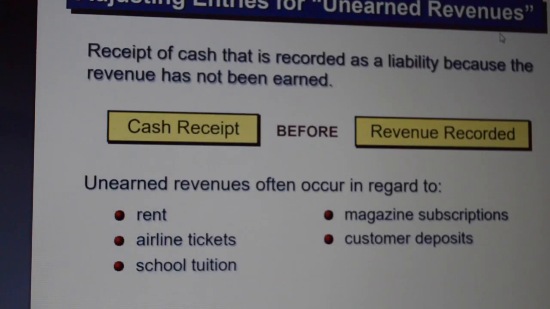Let's talk about unearned revenues. Unearned revenues means receipt of cash that is recorded as a liability because the revenue has not yet been earned. It means the cash is received before the revenue is recorded. Unearned revenues often occur in regard to rent, airline tickets, school tuition, magazine subscriptions, or customer deposits like a membership.